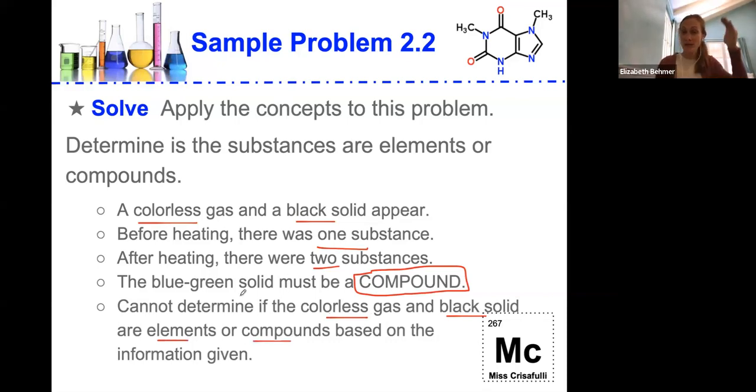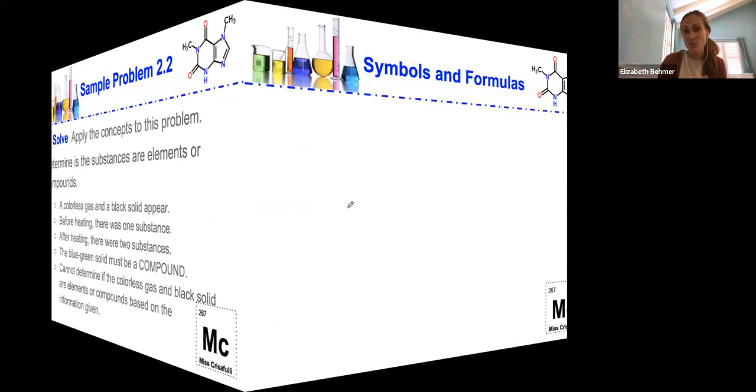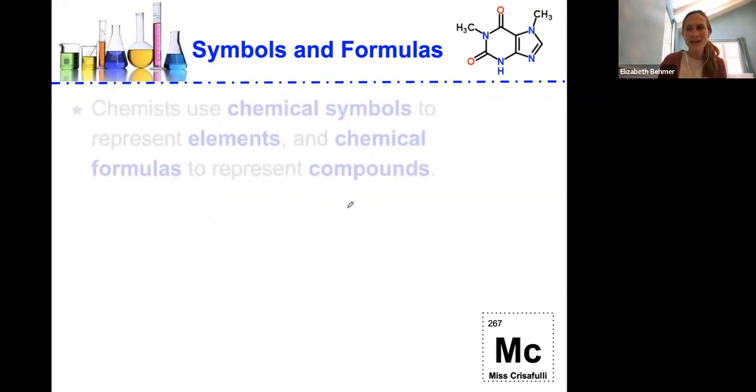If they would take us through another experiment and we would take that colorless gas and black solid and then try to chemically break them down again, we could determine if the colorless gas was a compound, if we could break it down into more parts, or if the solid was a compound. But from the information given, all we know is that we started with a compound, which was the blue-green solid, and we were able, through a chemical change, the heating process, to break it apart into two more pieces, the colorless gas and the black solid. From there, we would have to go through another experiment to determine if that gas and solid could be broken down into more pieces.